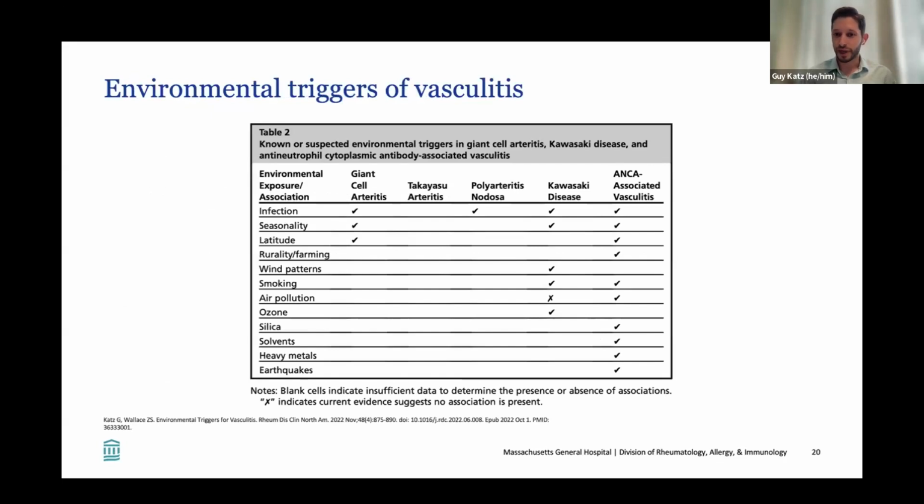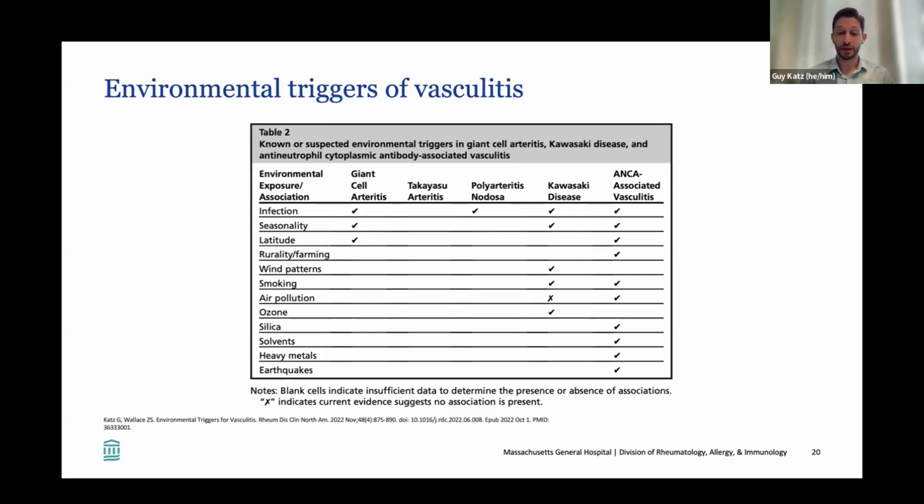This is a summary of many, though probably not all, of the environmental triggers that have been studied and identified in at least these vasculitis syndromes: giant cell arteritis, Takayasu's arteritis, polyarteritis nodosa, Kawasaki's disease, and ANCA-associated vasculitis. And you can see that there's quite a bit of difference between the different diseases. ANCA-associated vasculitis has a ton of environmental triggers that have been identified, and Takayasu's arteritis has none. Does that mean that there are no environmental triggers of Takayasu's arteritis? No, it just means that if there are any, we haven't identified them yet.